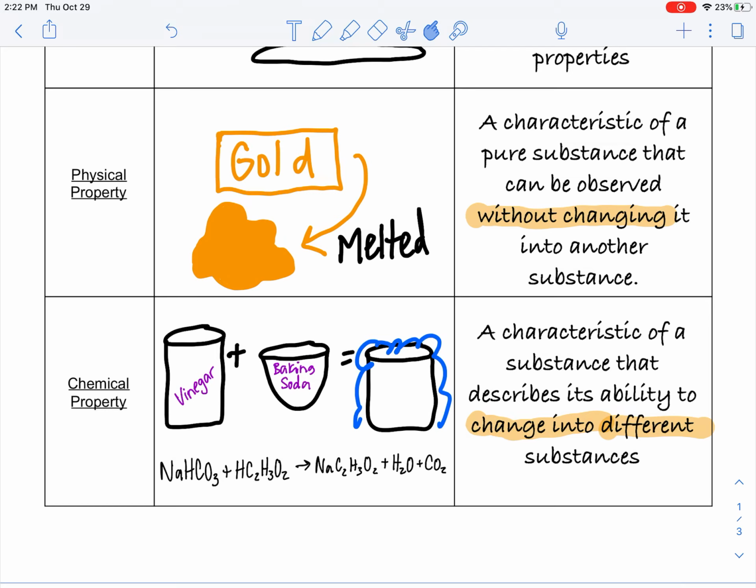And so this could include things like going and getting your hair cut. This could include things like chopping wood or tearing up pieces of paper. We are physically altering what it looks like, but we are not changing what it is. Whereas a chemical property is changing that characteristic, that substance, into something different.